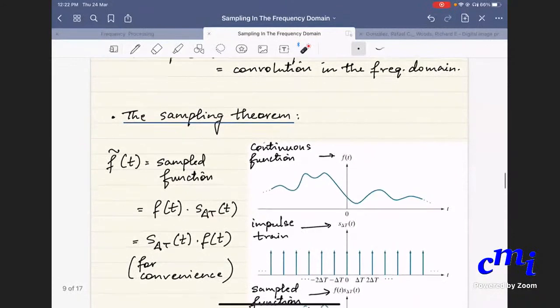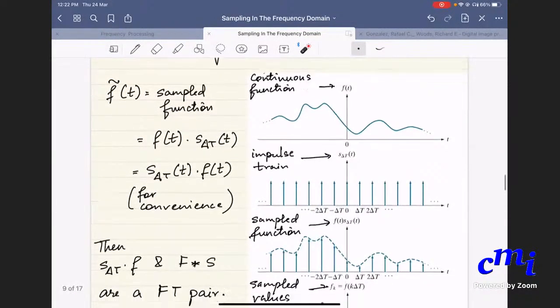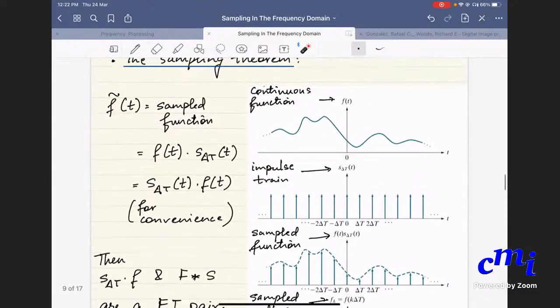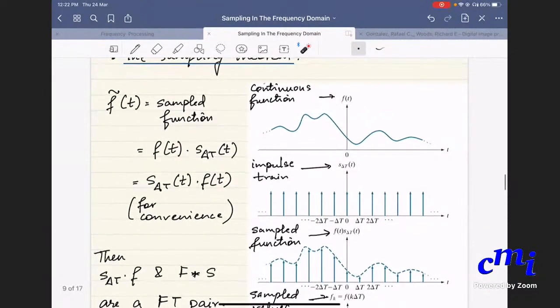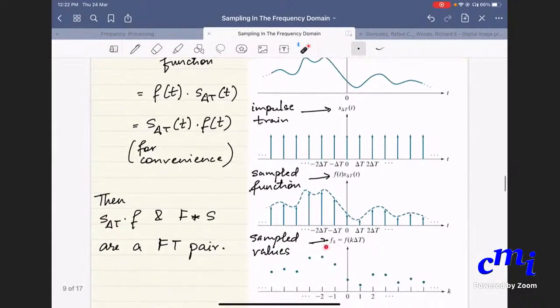And now I'm going to talk about the main thing here, the sampling theorem. We just saw that this is a continuous function. You use an impulse train to sample it. So this is the sampled function, our f tilde, and these are the sampled values of that f tilde.